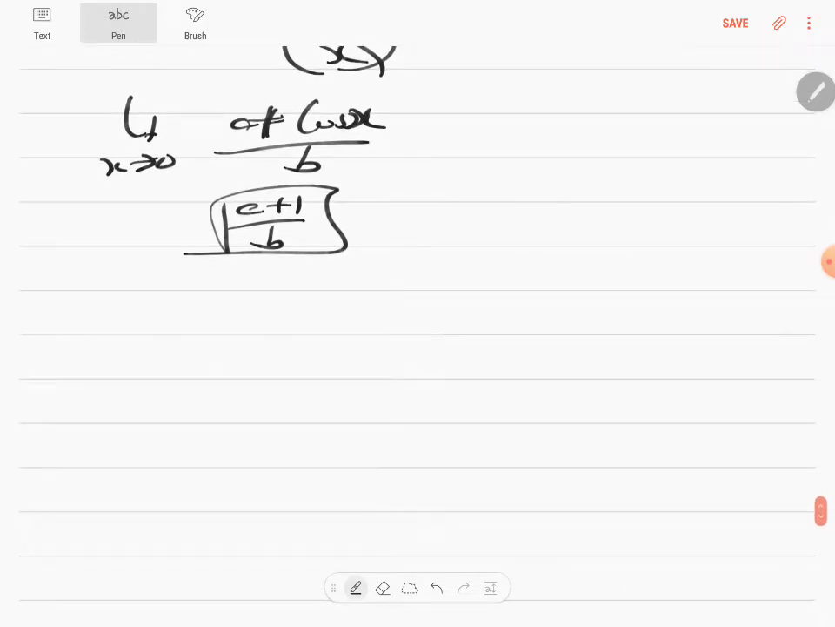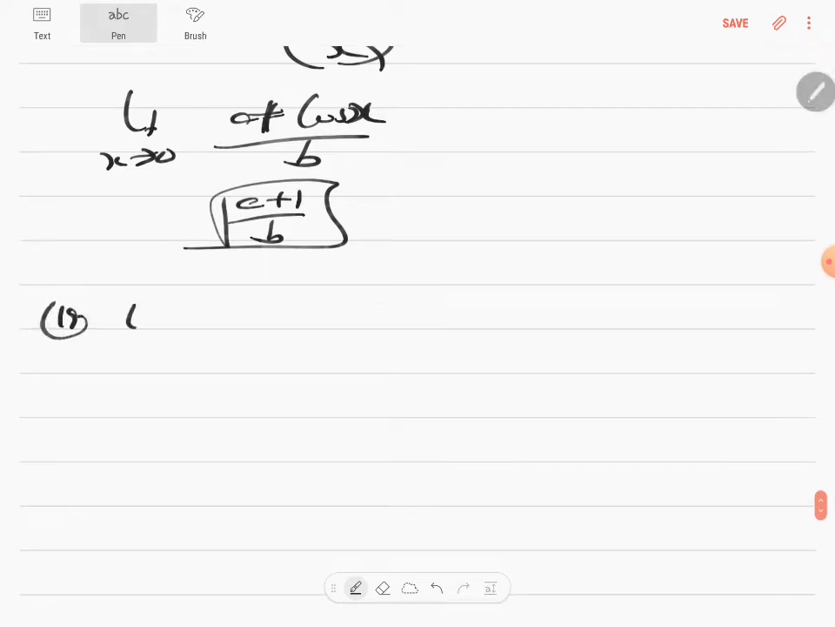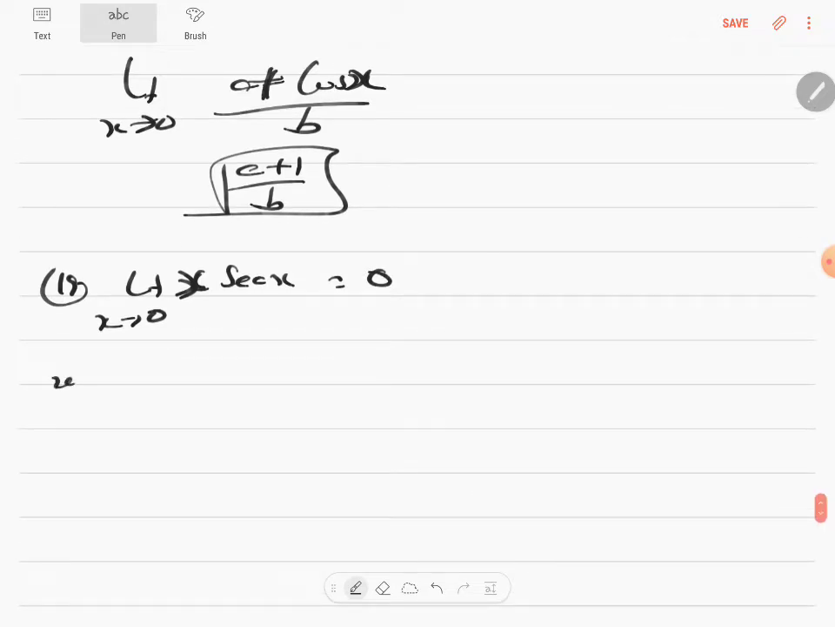The next sum is the 19th question. Limit of x into secant x, x tends to 0. There is no denominator first of all. Directly if you put x as 0, your answer will be 0. So let's go to the next sum, 20th question.